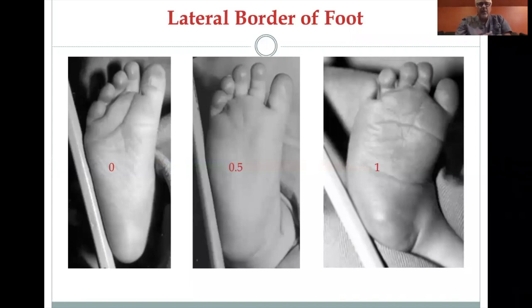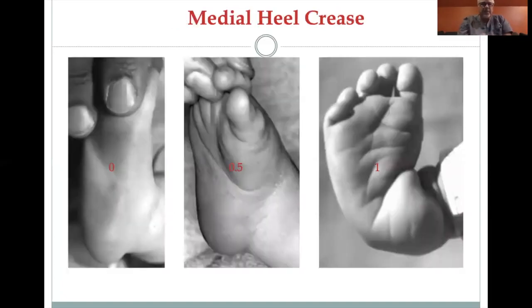So first, the lateral border. You're just going to place a straight edge against the lateral aspect of the foot, and you're looking at the 5th metatarsal base. If the flat edge goes all the way up to the 5th metatarsal head, that's a 0. If it breaks distal to the 5th metatarsal base, that's a 0.5. And if it breaks proximal to the 5th metatarsal base, that's considered a 1, away from that lateral edge.